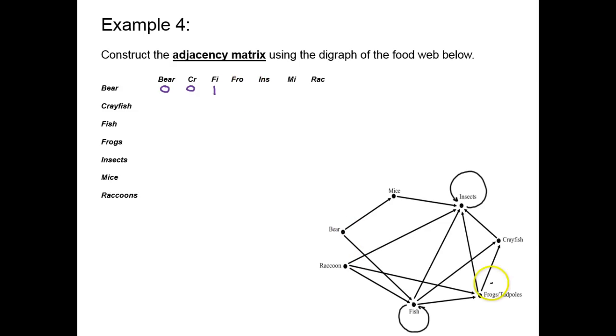No. Here's our frogs and tadpoles. Bears do not eat those, so I'll put a 0 right there. Do bears eat insects? No. Insects are over there. There's no arrow. Bears do not eat insects.